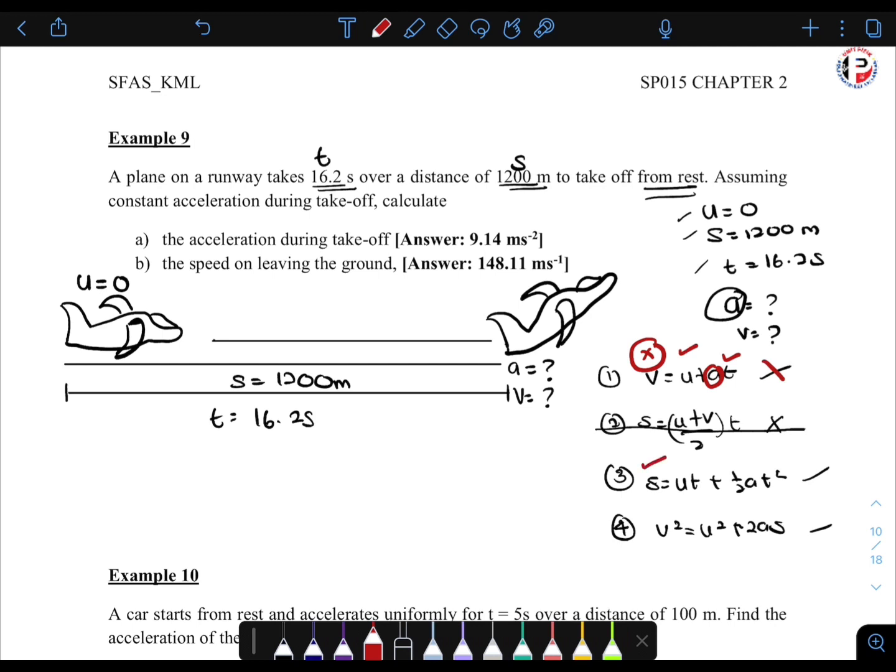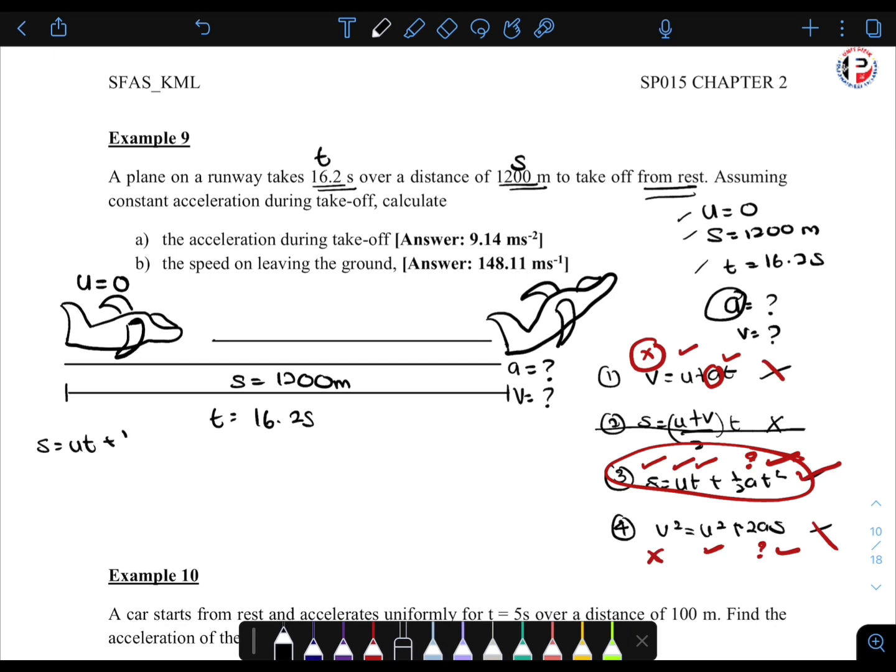Next, look at the third equation. S ada diberi dalam soalan, U ada diberi dalam soalan, T ada diberi dalam soalan. A is what you are looking for. So you can simply choose this equation. Kalau nak cross check equation keempat pun boleh. V tak ada, U ada, A kita nak cari, S ada. So ini pun tak cukup informasi, you cannot use. Alright, so we are going to choose the third equation here.